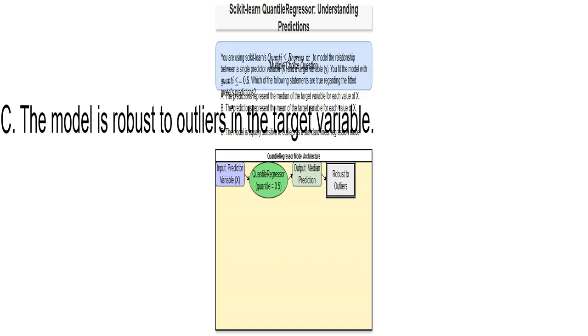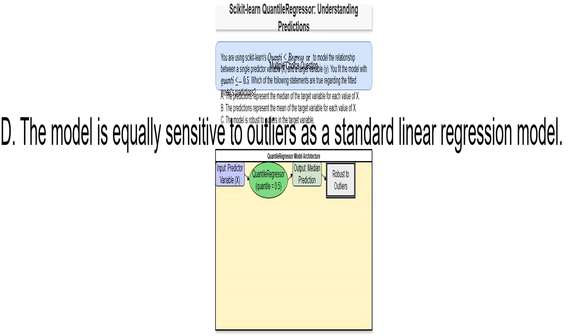This is absolutely correct. Because the model predicts the median, it's much less sensitive to outliers than a model that predicts the mean, like ordinary least squares regression. Outliers have less of an effect on the median. This statement is incorrect. A major advantage of using the median is its robustness to extreme values. A standard linear regression model, which aims for the mean, is heavily influenced by outliers. QuantileRegressor is way more resilient.